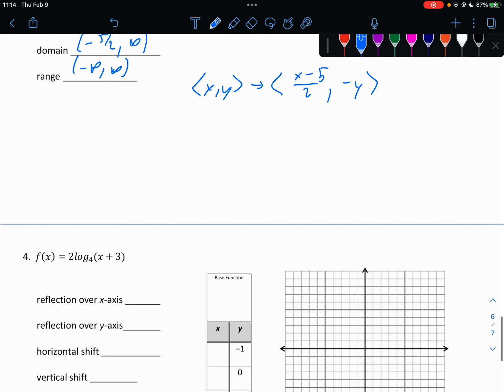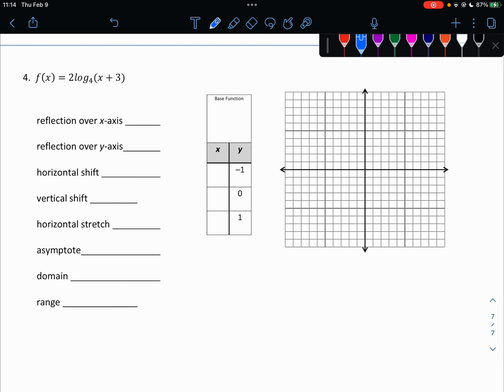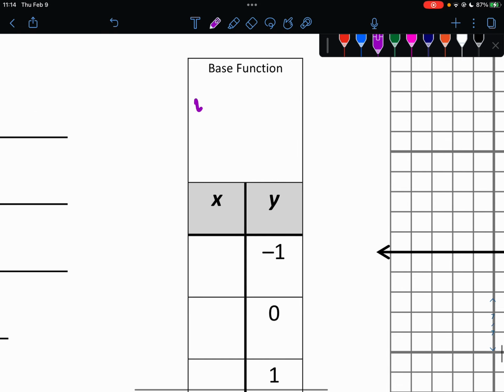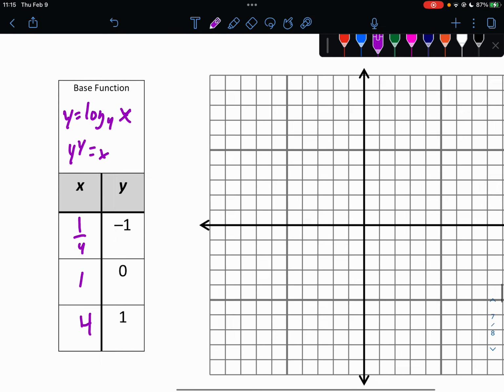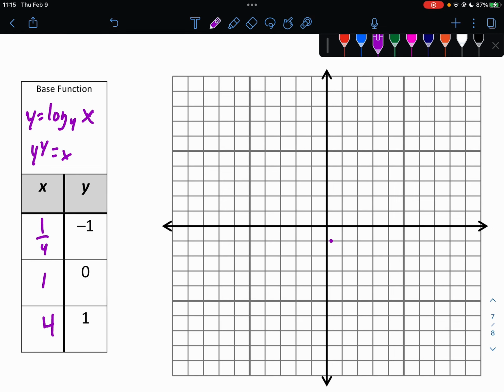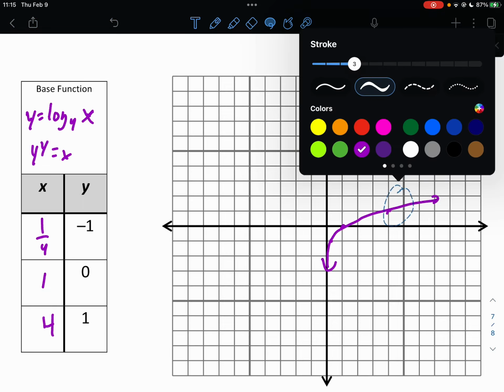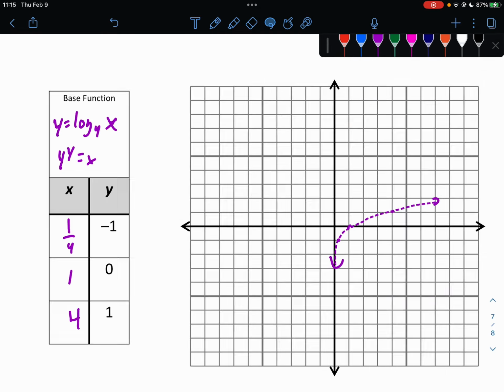All right, last one, log base 4. So no cheating this time. We got to do the work. y equals log base 4 of x. So 4 to the y equals x. So it'd be 1/4, 1 and 4. So there's my parent function here.